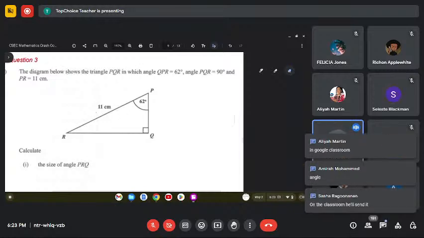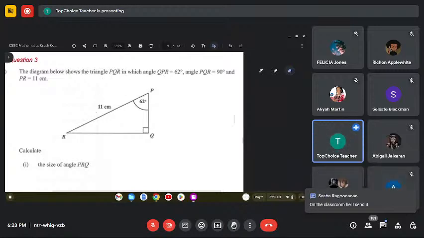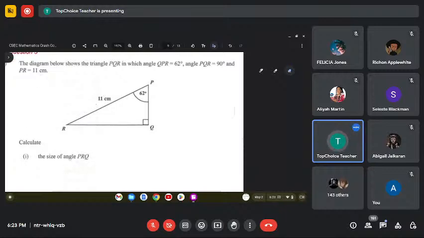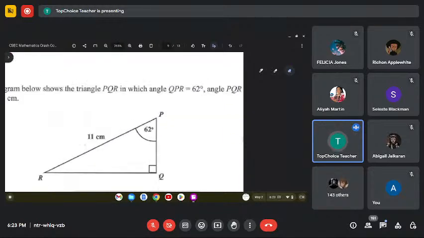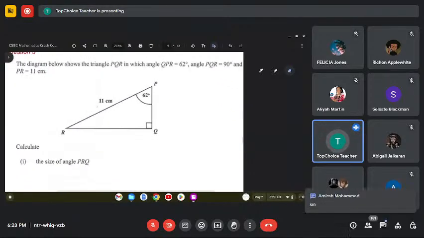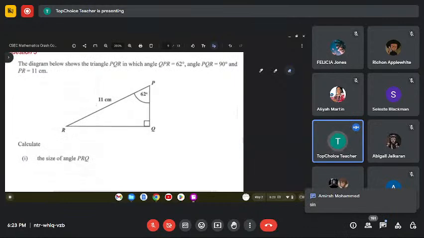Now, the diagram below shows triangle PQR, in which angle QPR, so the angle at P, which you can see here, is given as 62 degrees, and angle Q is given as 90 degrees, and the line PR is 11 centimeters. They want you to calculate the size of angle PRQ. That is this missing angle. How can we find this angle? Let's look at the marks. It's a 1 mark. So what method could we use to get that angle? There are multiple ways, but what is the easiest way you think we could figure out this missing angle R here?